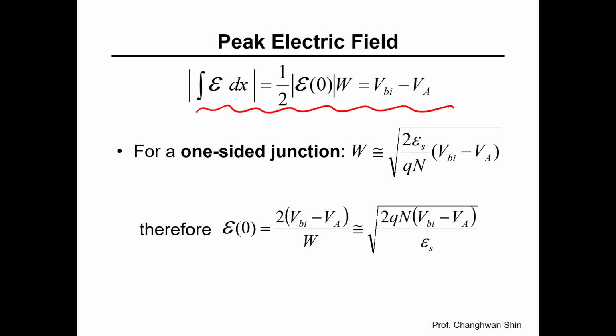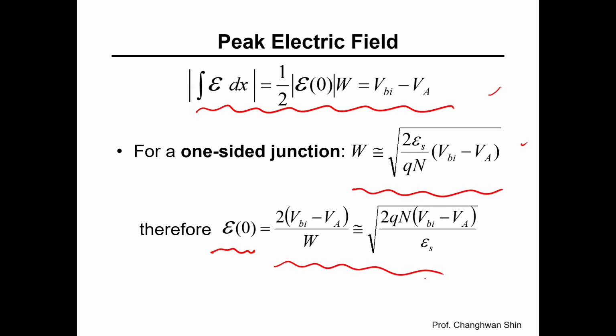This equation relates the area under the electric field curve to the potential difference across the junction. For a one-sided junction, we previously derived that W is as shown here. So by combining these equations, we can determine the peak electric field E of 0 at the junction as described here. So this reveals something important.